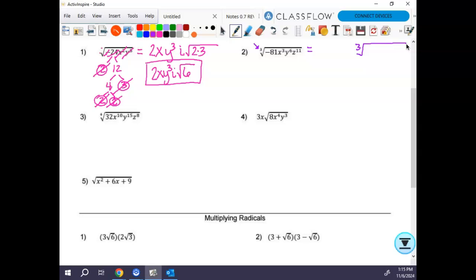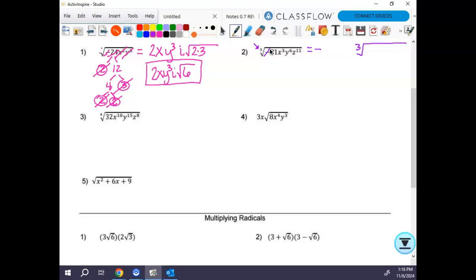No. Think about it just being a negative 1 times 81. What's the cube root of negative 1? Negative 1, right? Because negative 1 times negative 1 times negative 1. So if you have a negative and you have an even root, it comes out as an i. If it is an odd root, it comes out as a negative. Okay? So I've taken care of the negative.